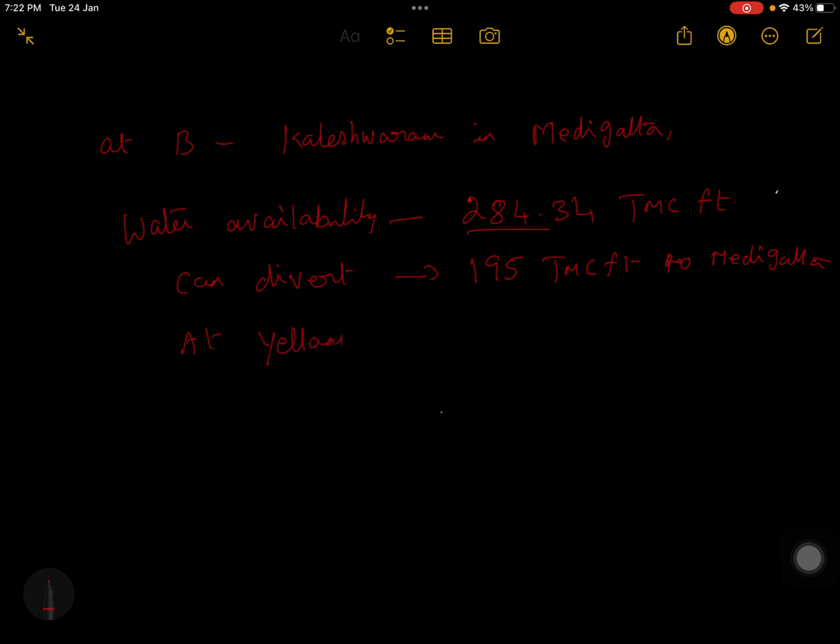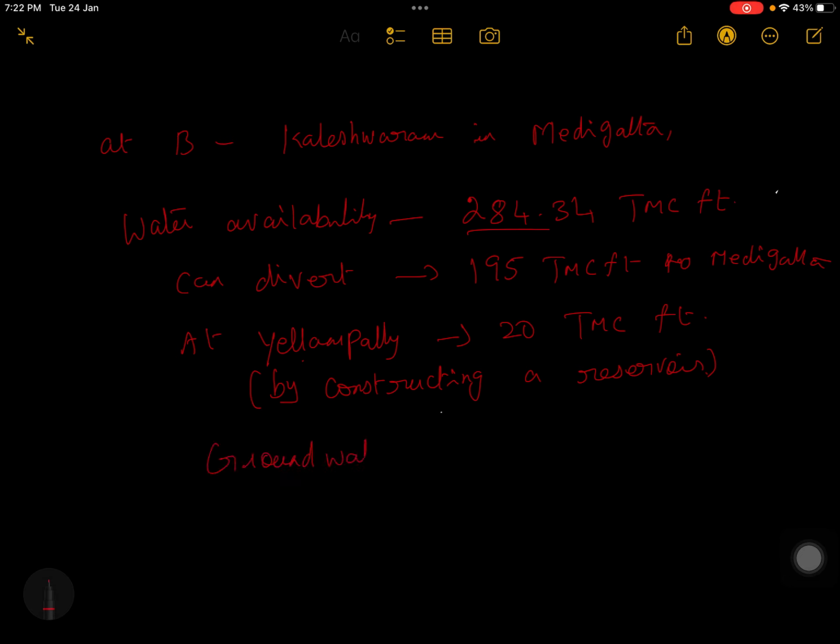And then at Ellampalli, by constructing a reservoir in Ellampalli, around 20 TMC feet. So this is by constructing a reservoir. At this place, Sripada Ellampalli, by constructing a reservoir, another 20 TMC feet can be obtained, and it was said that the groundwater capacity is roughly around 25 TMC feet.